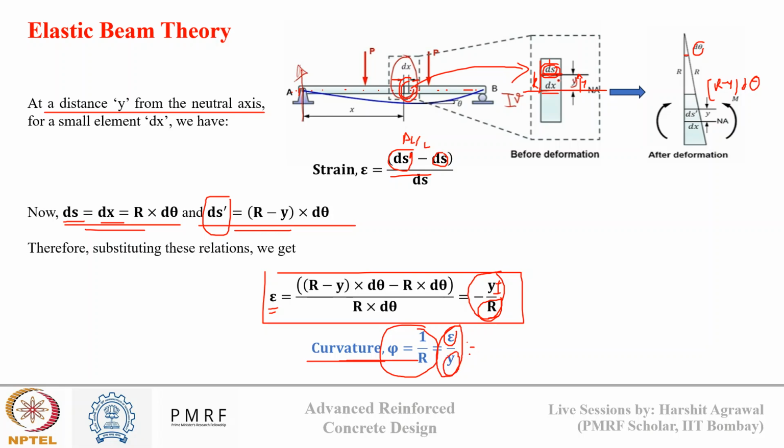When we solve the numerical, we'll have a much better understanding of how this curvature is changing with increasing strain in concrete, how the neutral axis depth is contributing to the curvature, and how the grade of concrete or the amount of reinforcement that we are providing is affecting the curvature. But for now, we need to remember curvature is represented by strain upon the distance from the neutral axis.